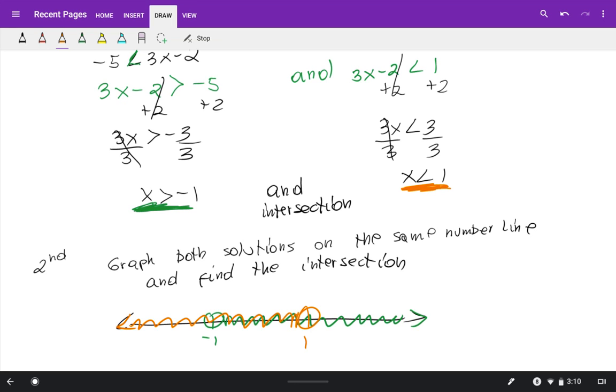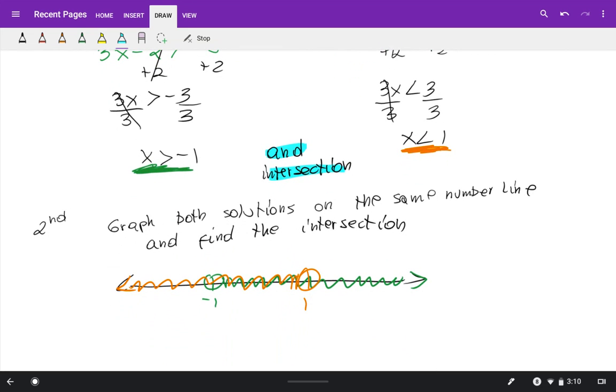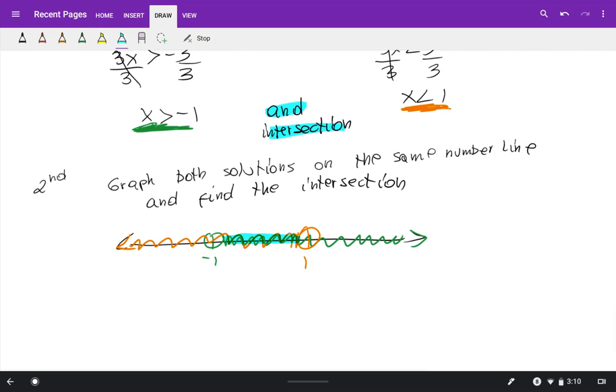So the solution, the word and means intersection. So the solution of this combined inequality is the intersection of both inequalities. That's where you see two colors overlapping. Okay, so this is the solution. This is the intersection.